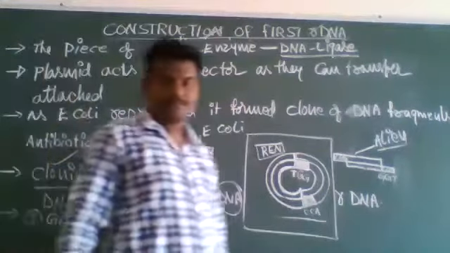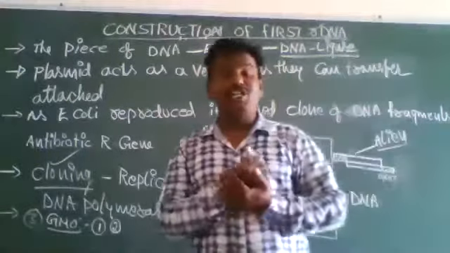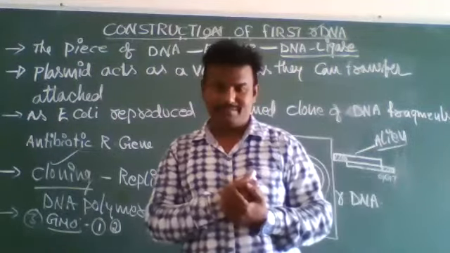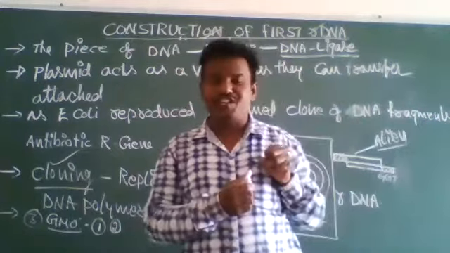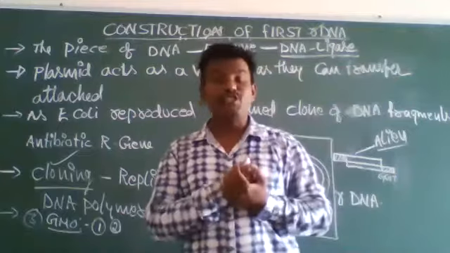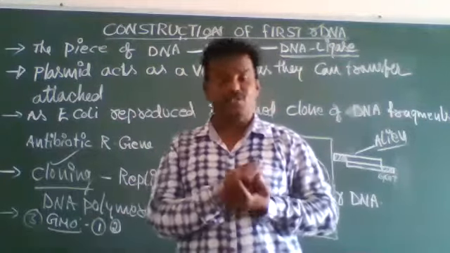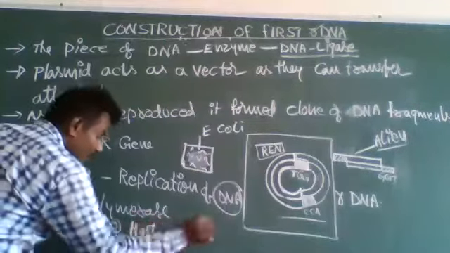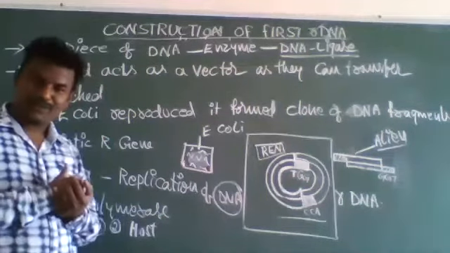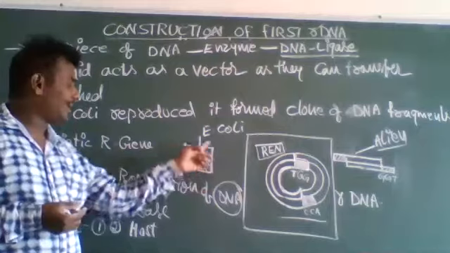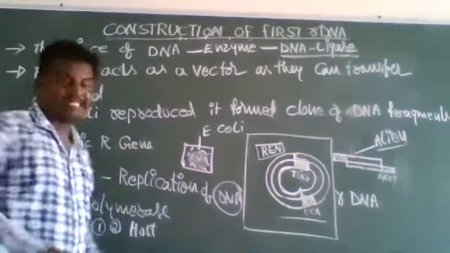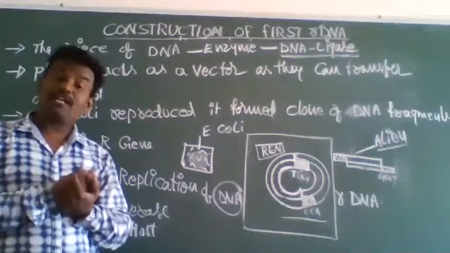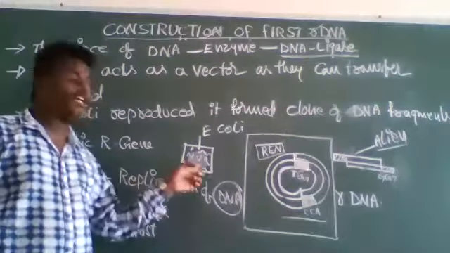Second one, isolation of the desirable DNA. First we identified the desired gene; then comes isolation of the identified gene and it is inserted into the host. Host means E. coli. That is the second step: isolation of the desired gene and insertion into the host.